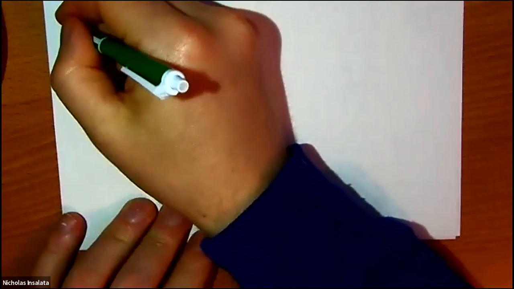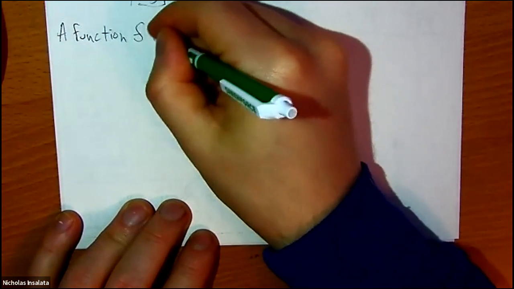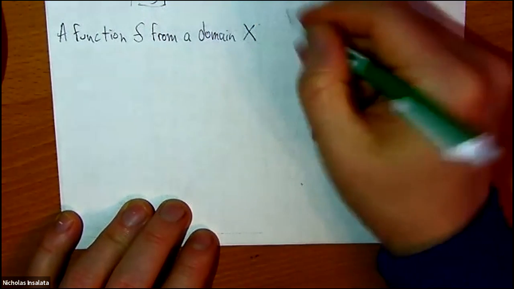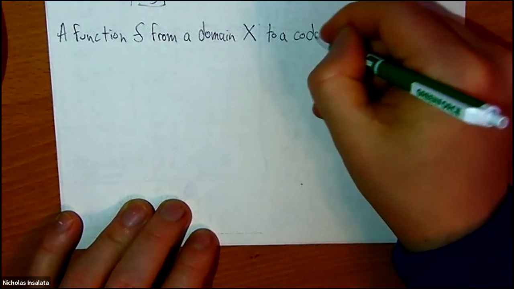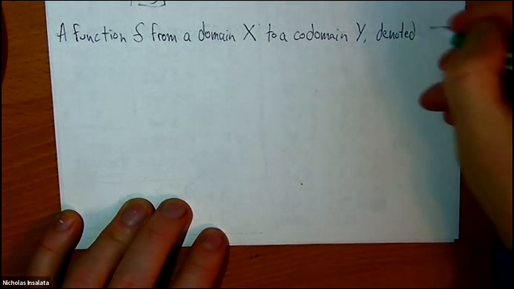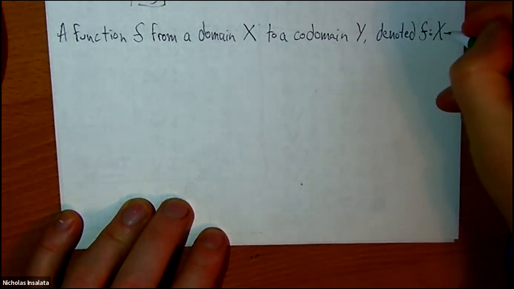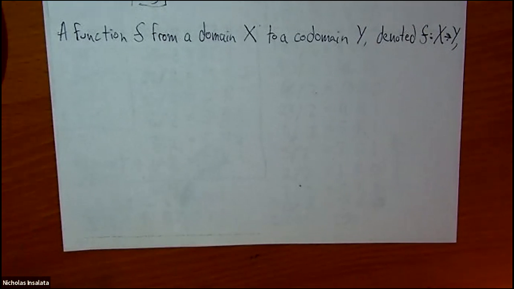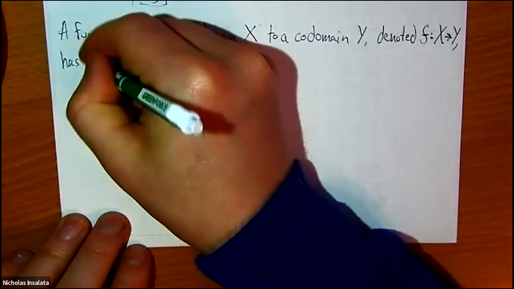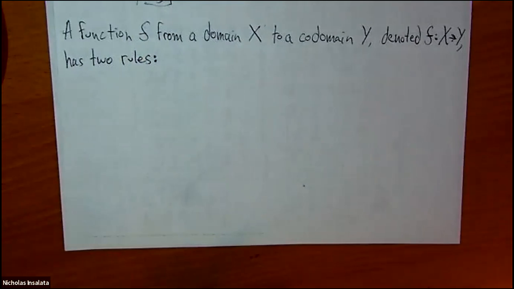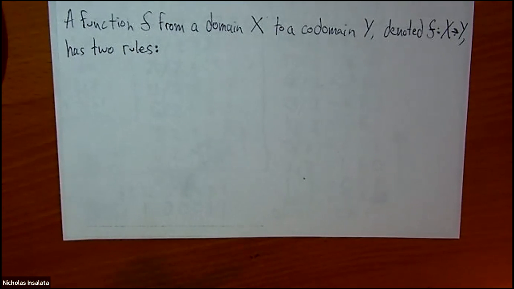So a function f from a domain X to a codomain Y, denoted f maps from X to Y, has two properties or two rules. Okay, so what are the two rules for a function?